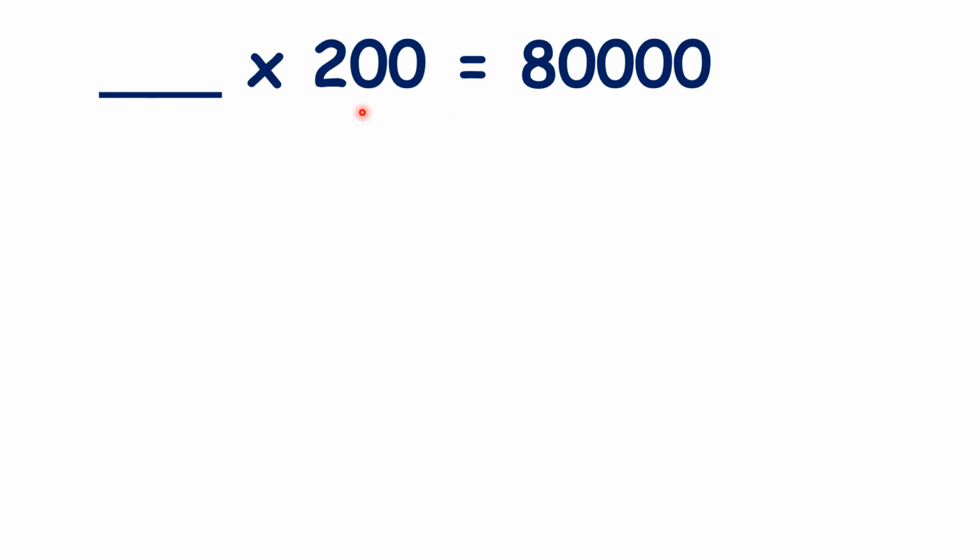So what times 200 equals 80,000? We know that 4 times 2 is 8, and now, because we have 4 end zeros in our answer, we need 2 more end zeros in our question, so 400 times 200 is 80,000.